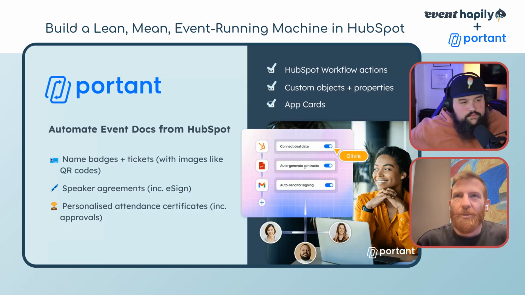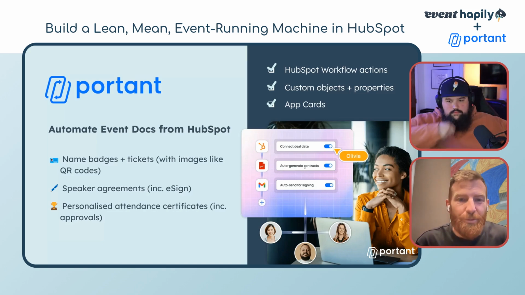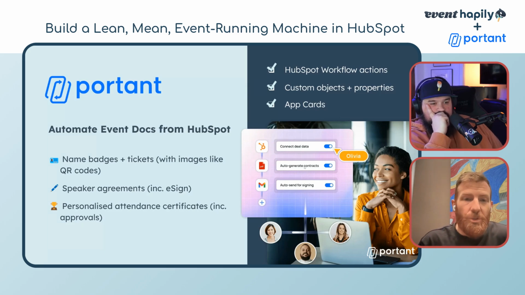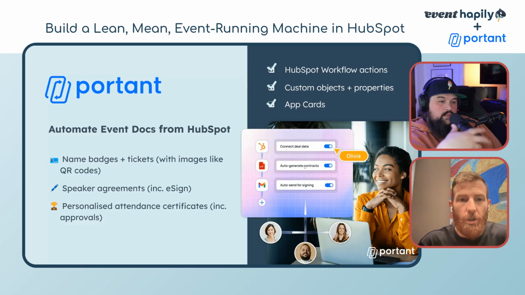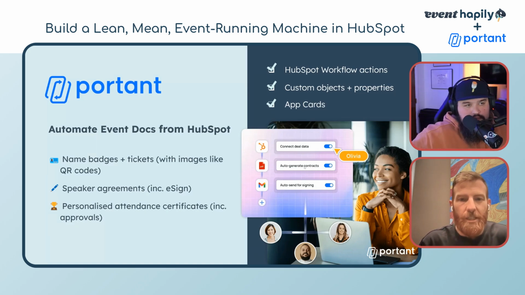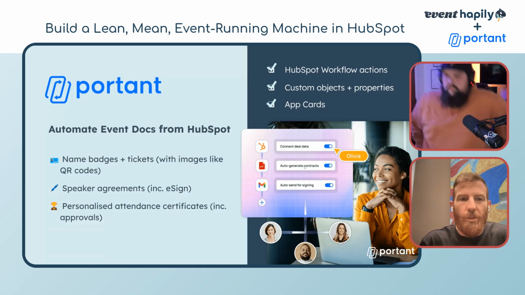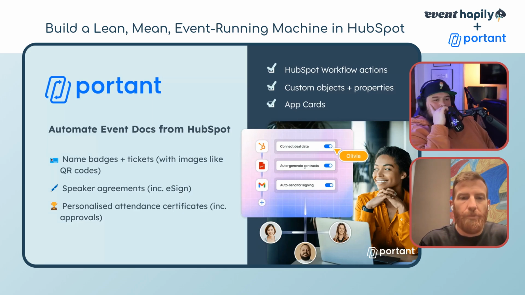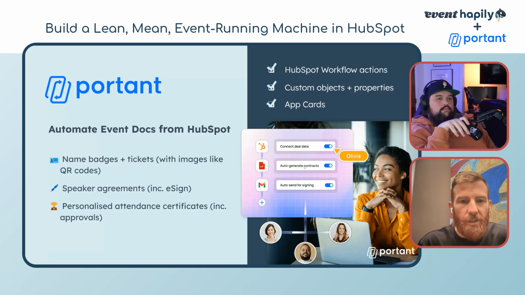Yeah, sure. I think the thing with document generation is it can be so many different things. So I think in this particular context, just calling out a few of the use cases is really key. We can generate name badges and tickets with images, dynamic images inserted into them. And we could do speaker agreements. So if you have to sign up some people for a contract, we could manage that all through Portant, including the e-sign. And then also the attendance certificates, or if you're maybe holding a webinar which has some kind of award at the end of it, or there's a test and then you get accredited, we can manage that all through.